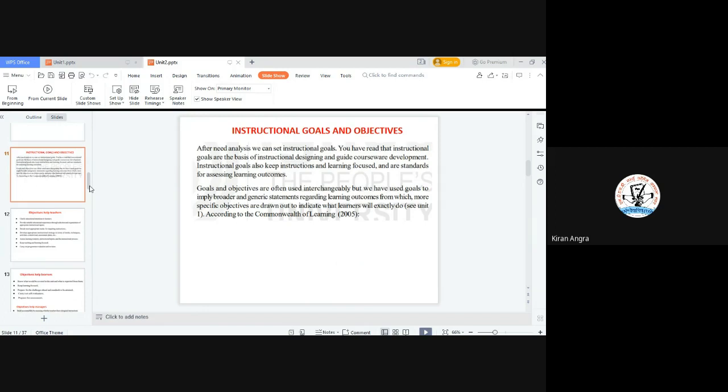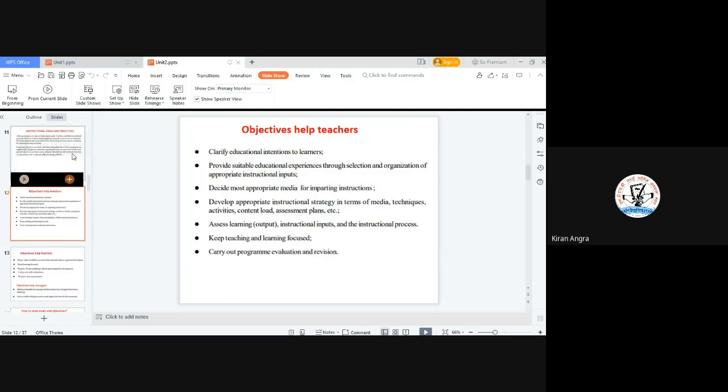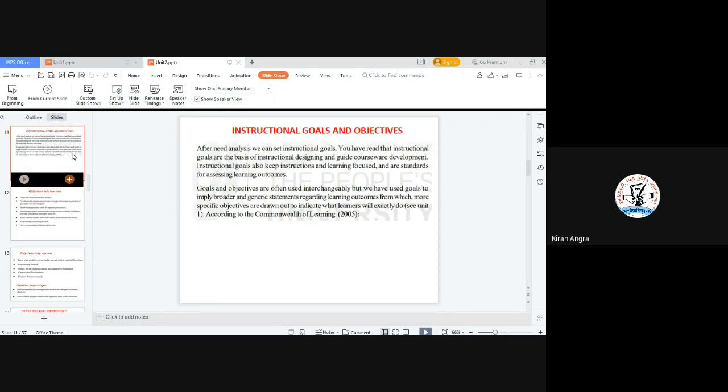After the need analysis, we can set up the instructional goals. The instructional goals are the basis of instructional designing, and thus they guide the courseware development. Instructional goals keep the instruction and the learning focused, as I have already told you, and provide standards for assessing the learning outcomes. So the goals and objectives are often confused. What do you understand by goals and objectives? Are they the same? Can any one of you tell me?